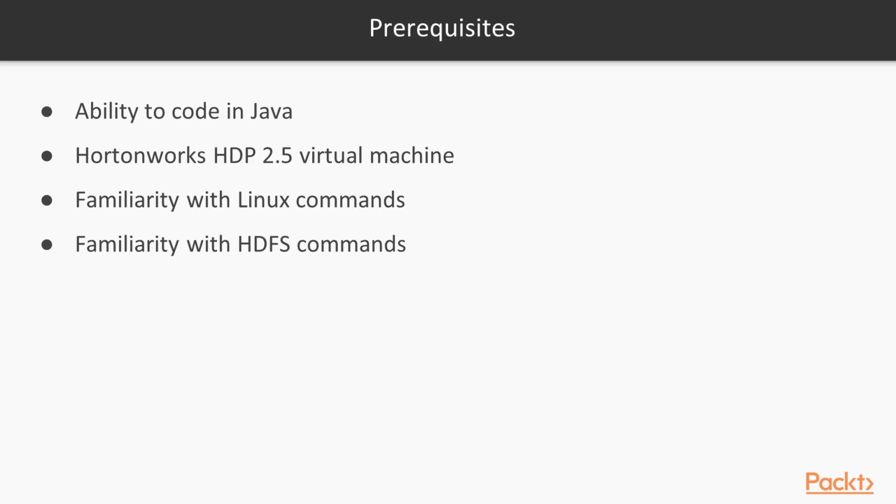Some of the prerequisites for this course are the Hortonworks HDP 2.5 virtual machine. All the example code is executed on Spark installed on the HDP 2.5 virtual environment. Next, one should have familiarity with Java code for quick understanding of Spark fundamentals. Familiarity with Linux and HDFS commands is also required to easily execute the sample code.